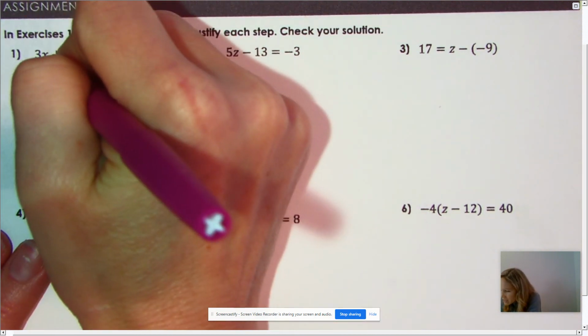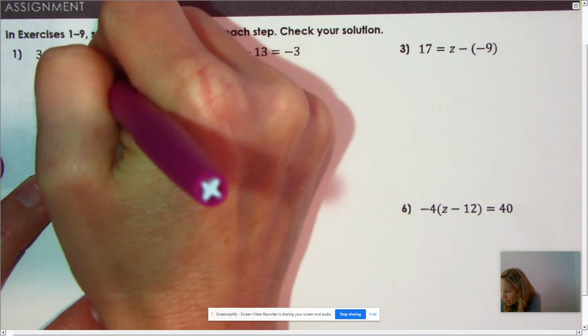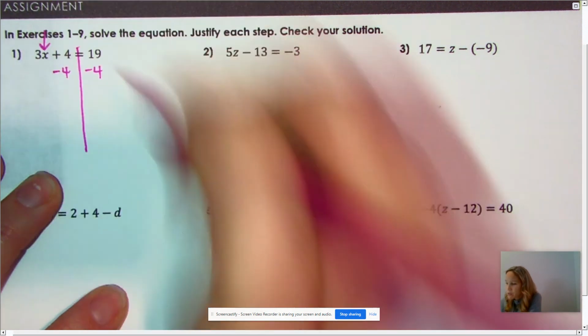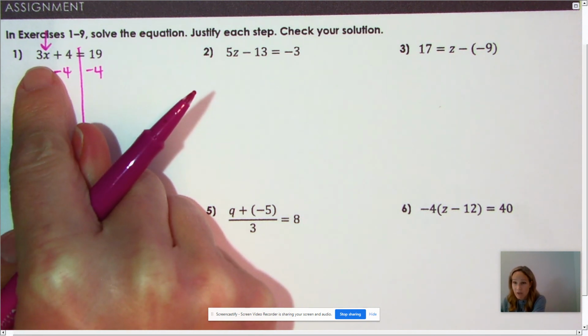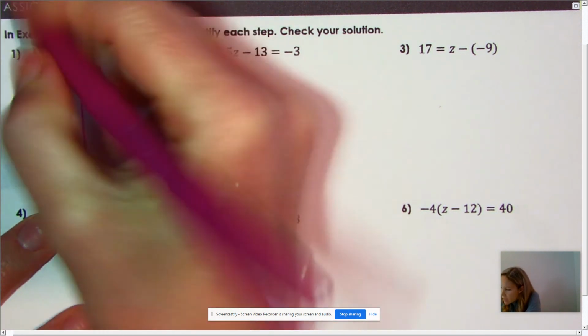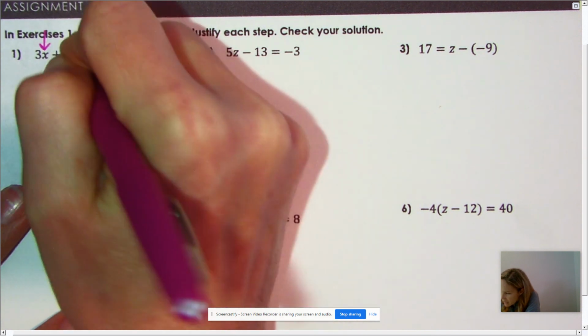Okay, so I'm going to start by subtracting the 4 on both sides. Remember, there's the letter I'm trying to find. I do whatever is stuck to it very last, so I'm going to try and get rid of any addition and subtraction first. So I have 3x, those ones canceled.